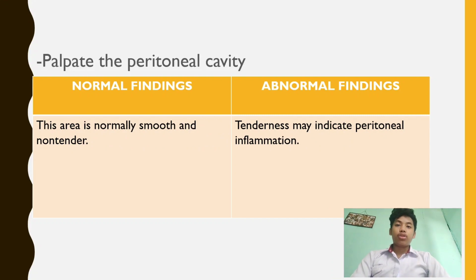Palpate the peritoneal cavity. This area may be palpated in men above the prostate gland in the area of the seminal vesicles on the anterior surface of the rectum. No tenderness or nodules is normal. For the normal findings, this area is normally smooth and non-tender. For the abnormal findings, peritoneal protrusion into the rectum called the rectal shelf may indicate cancerous lesions or peritoneal metastasis. Tenderness may indicate peritoneal inflammation.